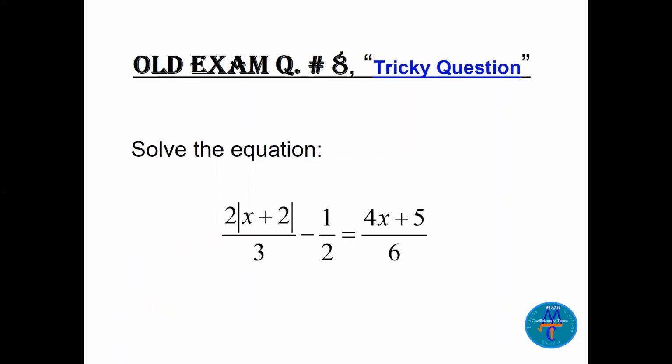Number 8 is a tricky question. I will leave it for you. Solve the equation. We have absolute value and equal. Remember, there is no case 3, no case 2, because we don't have less than or greater. So that's an equal. Just rearrange it and see what will happen to find the values of the x. But that's a tricky question.